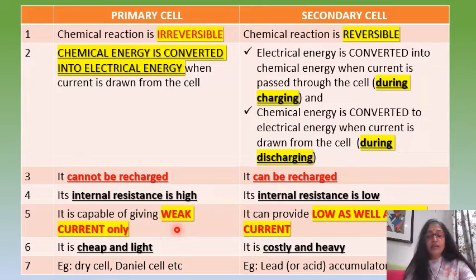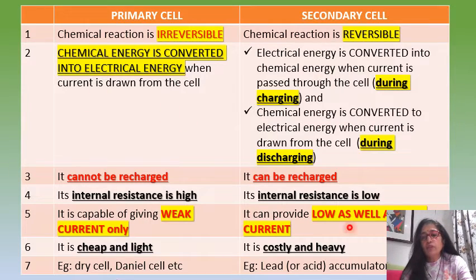A primary cell is light and cheap. A secondary cell is heavy and costly. Give an example of each. A primary cell: dry cell, Daniell cell, and a secondary cell: lead or acid accumulator. Once you have understood each cell correctly, its properties correctly, there is no way you are not going to be able to compare the 2 kinds of cells. And if anybody asks you the definition of either, learn this table up. If you are asked definition of primary cell, write points 1 to 7 here.